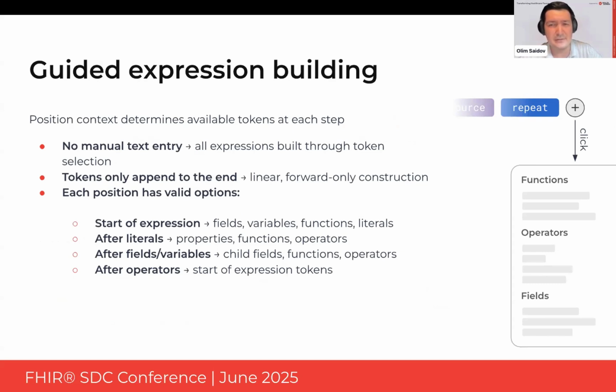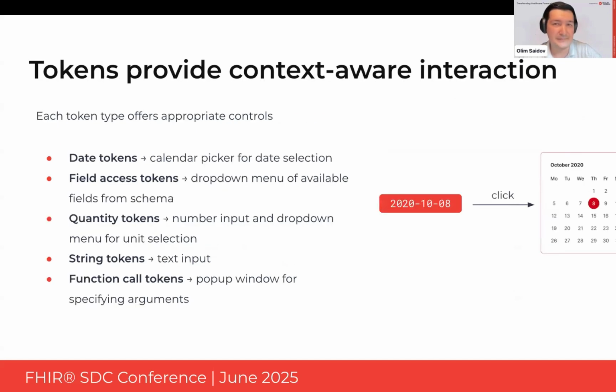After a literal value, you might add an operator or function call. After field access, you can navigate to child fields. Or after an operator, you only have the tokens available, just like when you are building a new expression. The position context guides you. You cannot make invalid choices because they are simply not available.